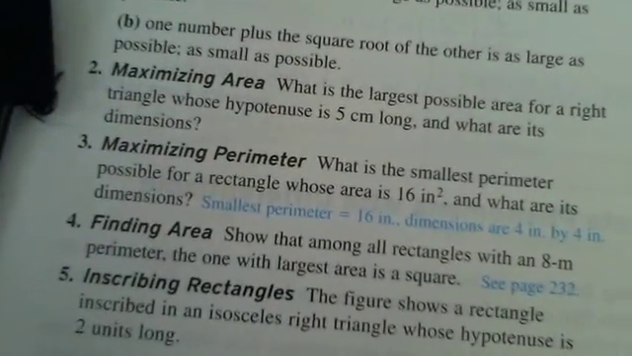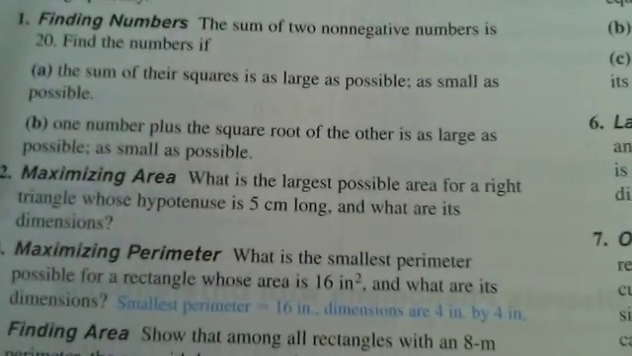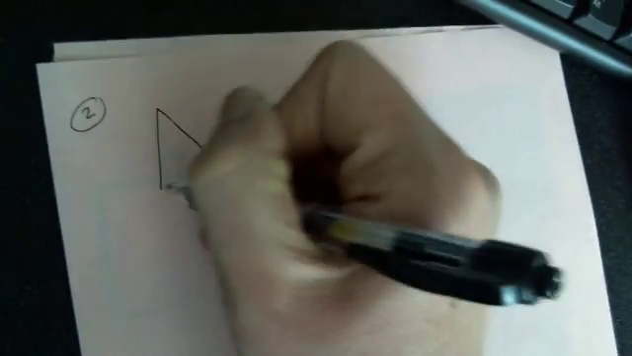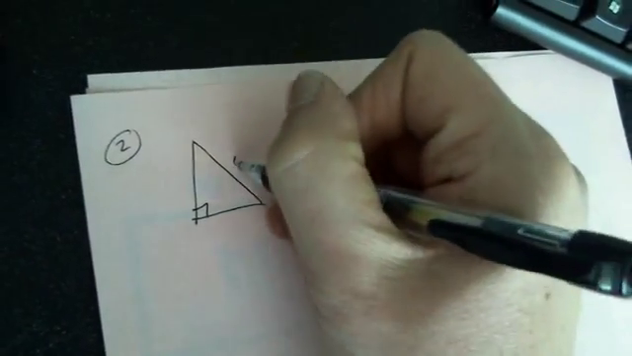Number 2 on page 226. I'm going to maximize the area of a right triangle with hypotenuse 5 centimeters long. Find the dimensions. So we've got a right triangle. Hypotenuse is 5.